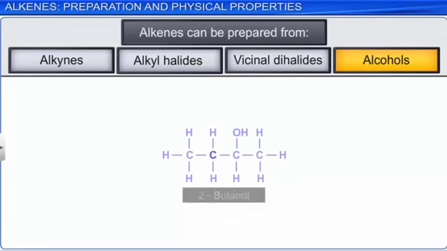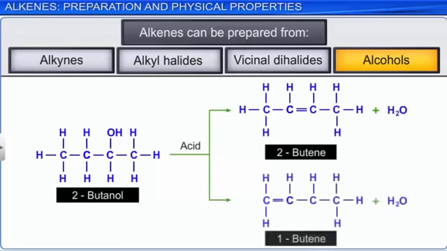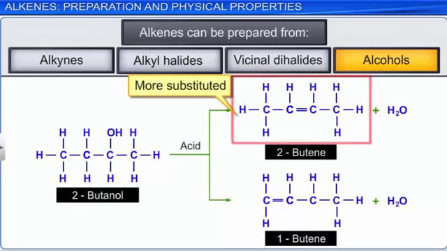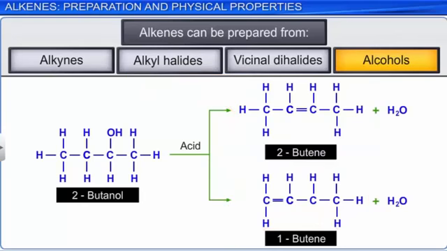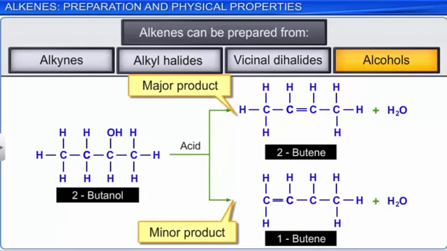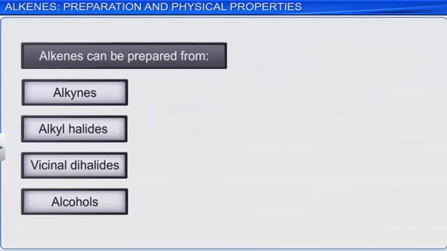Saytzeff's rule also governs the dehydration of alcohols. For example, in the dehydration of 2-butanol, there are 2 possible positions for the double bond. However, 2-butene is more substituted than 1-butene. Hence, the more predominant product is 2-butene. Thus, we see that alkenes can be obtained by many different methods.